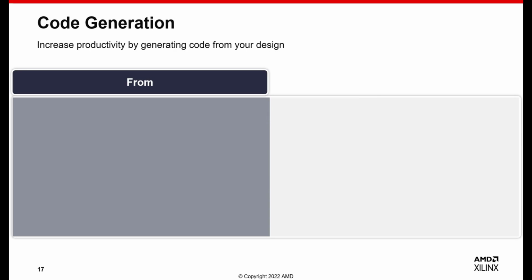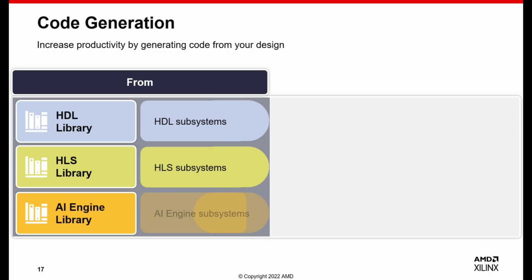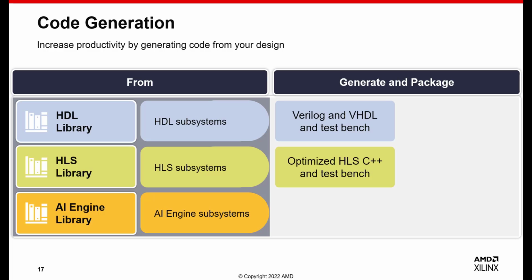You can increase productivity by generating code from your design. Using Vitis Model Composer, you can generate different types of code, including RTL, Verilog and VHDL, optimized HLS code with inserted pragmas, test benches, and ADF graph and test bench.